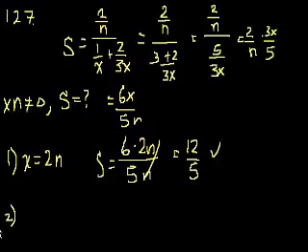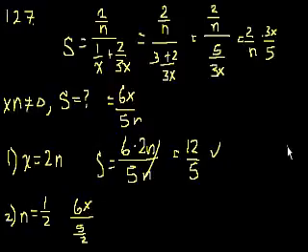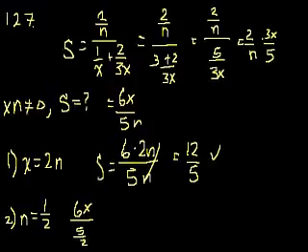Statement 2 tells us that n is equal to 1/2. Well, that's fairly useless because this is what we simplified s down to. If we put 1/2 here, then we get s is equal to 6x over 5 times 1/2, so that's 6x over 5/2. I could simplify this more, but we still don't know what x is. You can't cancel the x's out or anything, so this alone doesn't help you at all. So the answer is statement 1 alone is sufficient, and statement 2 by itself is fairly useless.